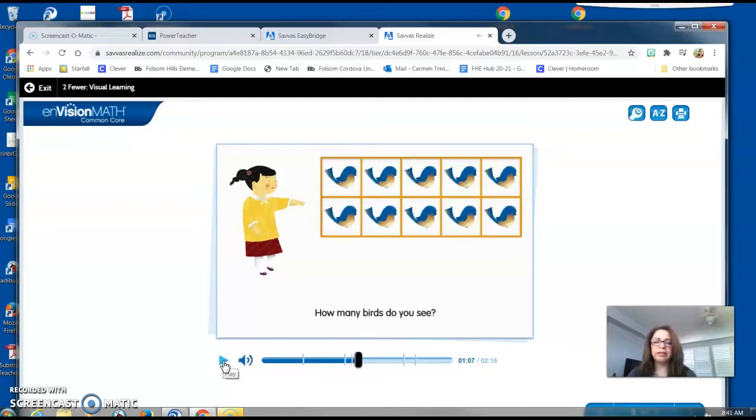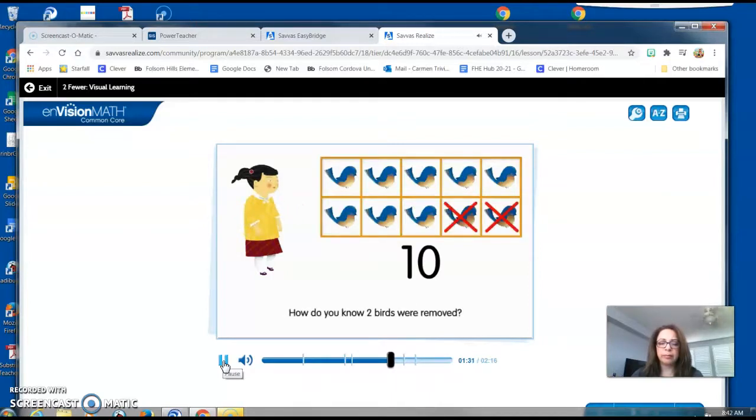Alright, boys and girls, look at the tens frame. If it's full, how many birds is that without counting? If a tens frame fits 10 things, that means it's going to be how many? Alright, let's see. Let's count together. 1, 2, 3, 4, 5, 6, 7, 8, 9, 10. There are 10 birds. How do you know 2 birds were removed?